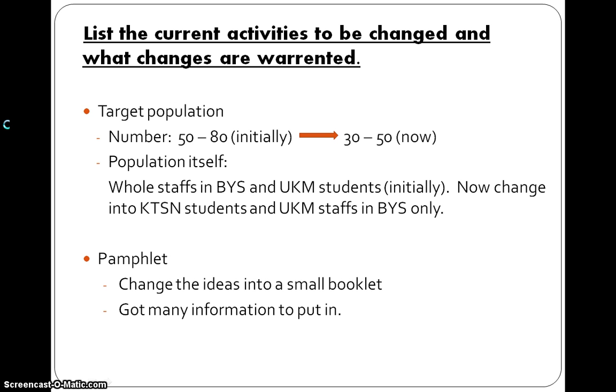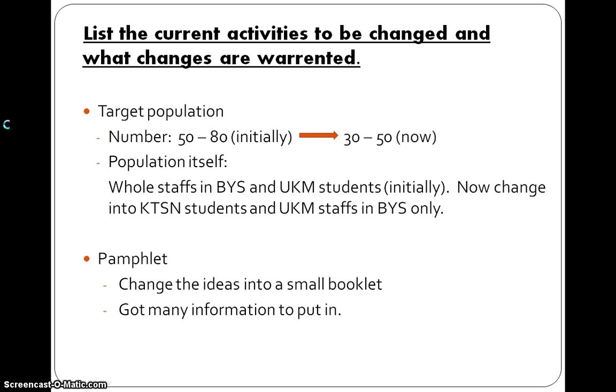Next, we move on to the current activities that need to be changed and what changes are warranted. For the target population, initially we targeted about 50 to 80, but then we reduced the number to 30 to 50. Why? Because we are afraid that we won't achieve it if the target is too big. So that's why we reduced the target population number.